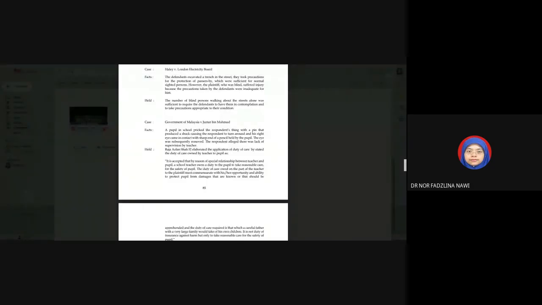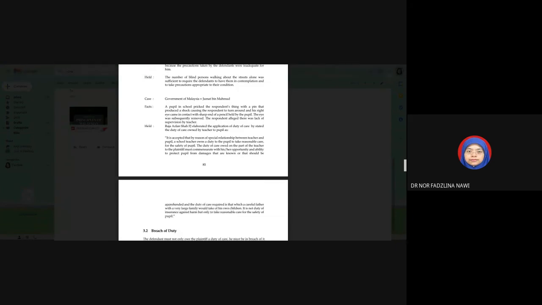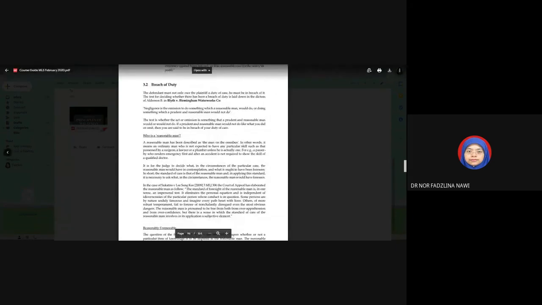Jadi kalau di situ TNB suddenly wanted to make a maintenance work, tetapi dia tak letak penghadang atau penghalang untuk mengelakkan mereka-mereka yang buta ini daripada jatuh ke dalam lubang tersebut, maka mahkamah boleh mendapati TNB atau mereka-mereka yang menjalankan sebarang kerja maintenance tadi sebenarnya telah breach duty of care tersebut. Okay, so ini konsep duty of care that you should really understand.